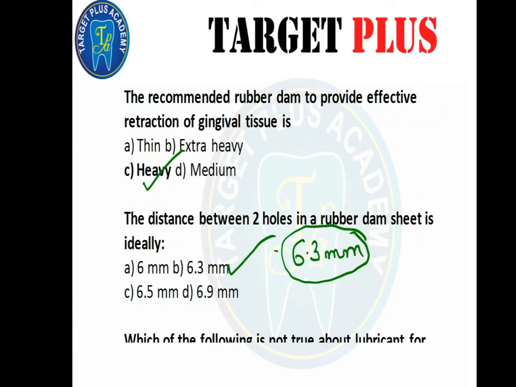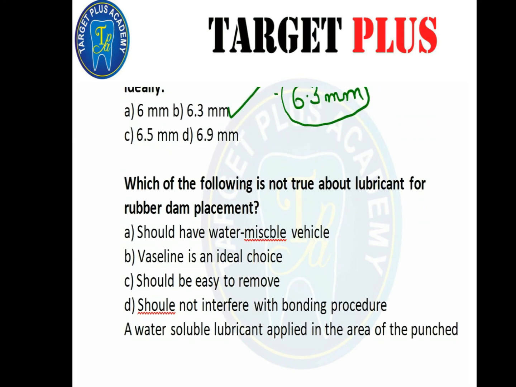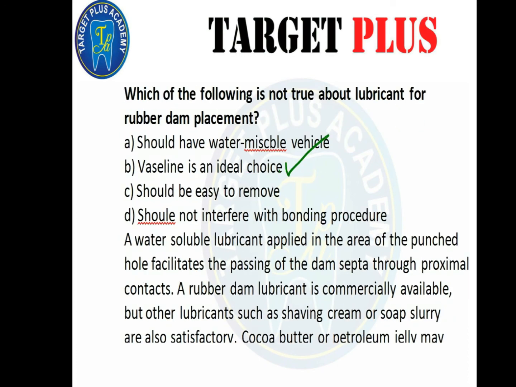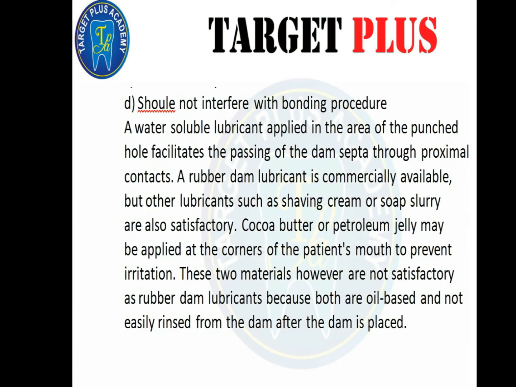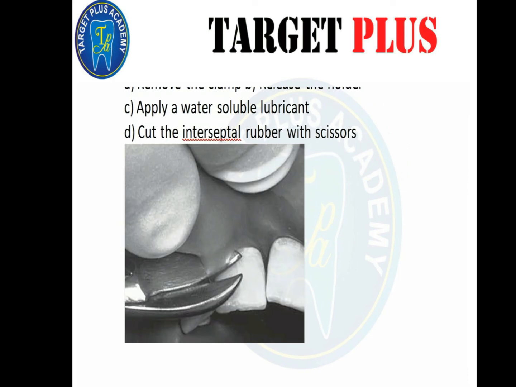The distance between two holes in the rubber dam sheet ideally should be 6.3 mm. Which of the following is not true about lubricant for rubber dam placement? We don't use Vaseline as a lubricant. Remember, we use petroleum jelly. We use cocoa butter or petroleum jelly.